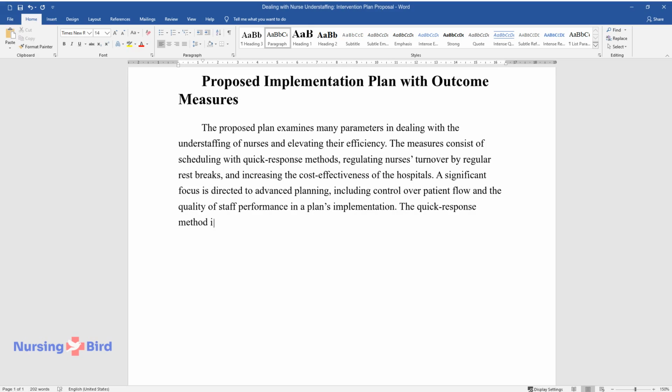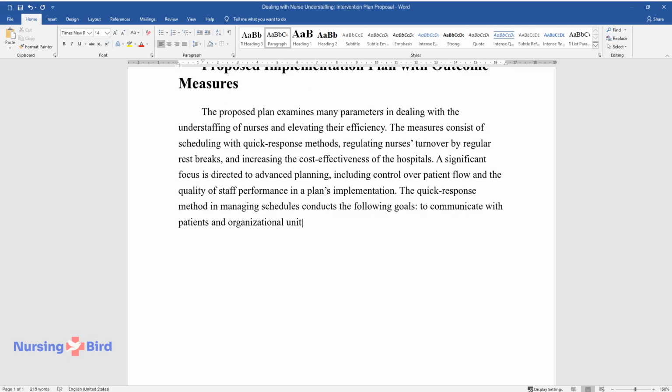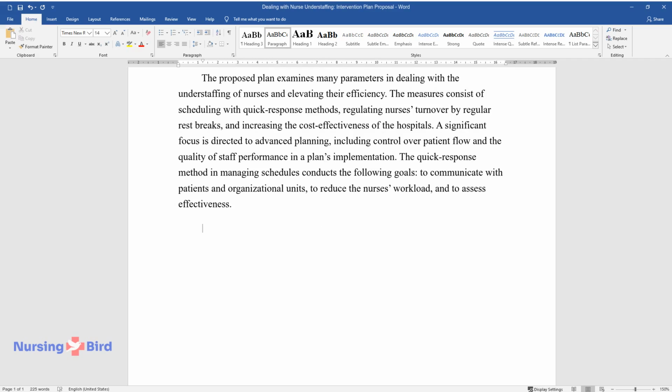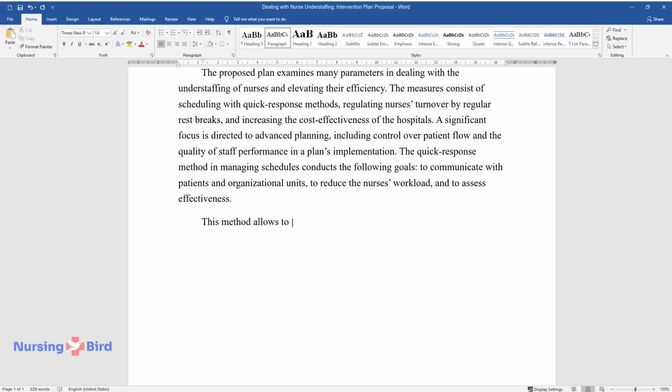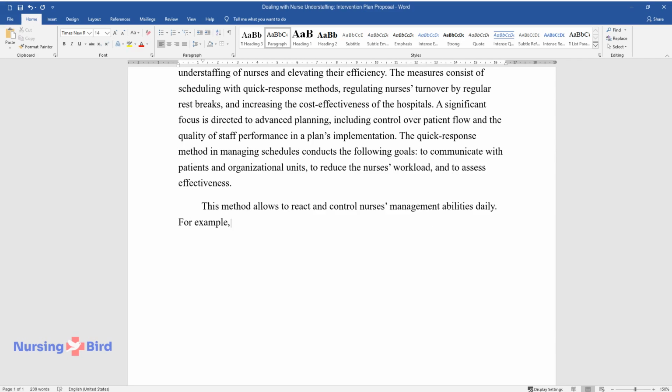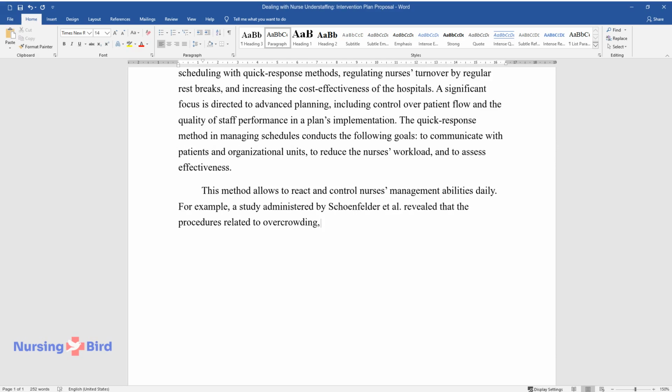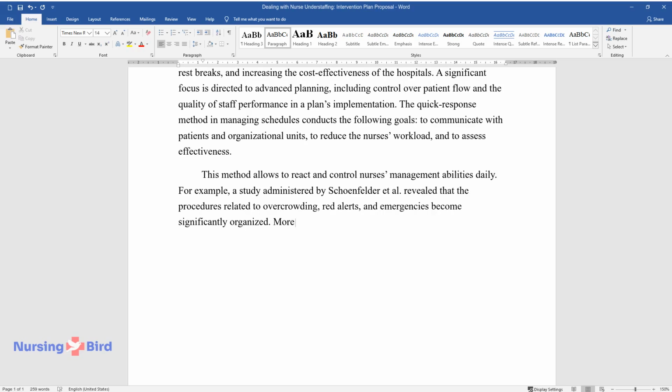The quick response method in managing schedules has the following goals: to communicate with patients and organizational units, to reduce the nurse's workload, and to assess effectiveness. This method allows one to react and control nurses' management abilities daily. For example, a study administered by Schoenfelder et al. revealed that the procedures related to overcrowding, red alerts, and emergencies become significantly organized.